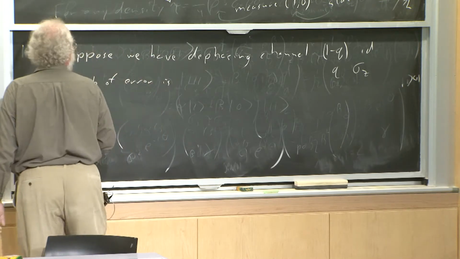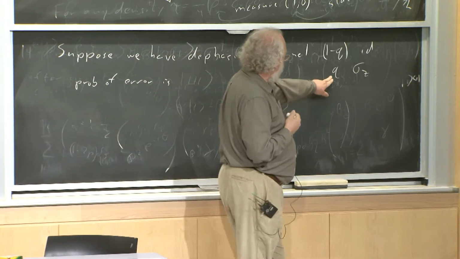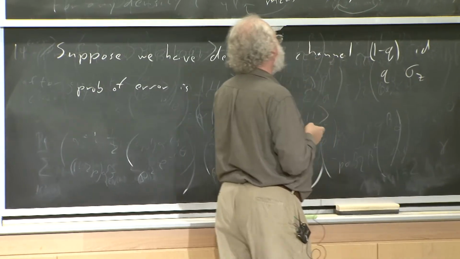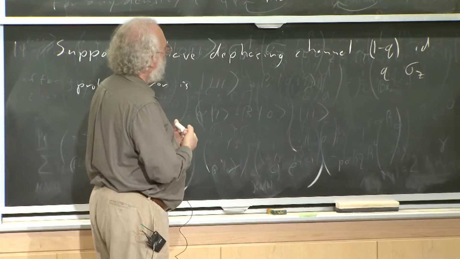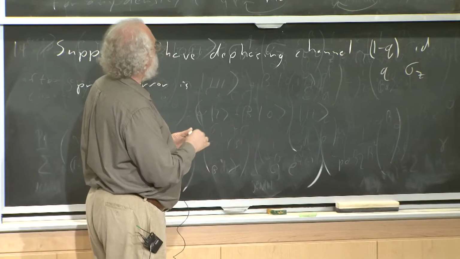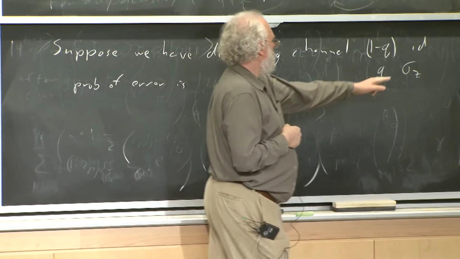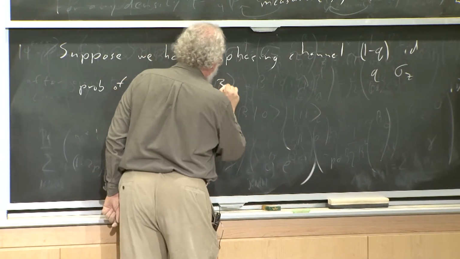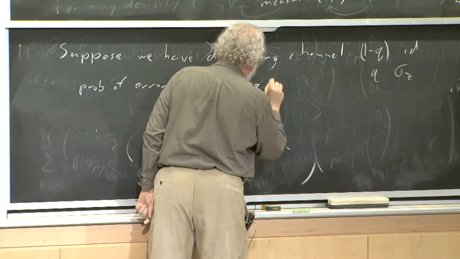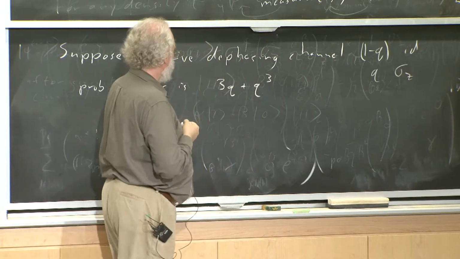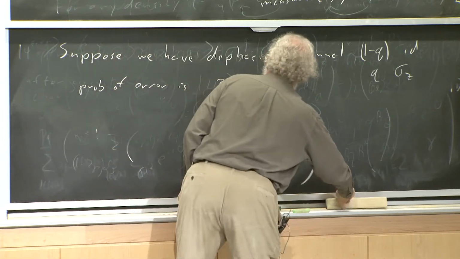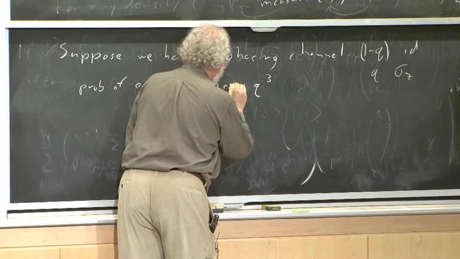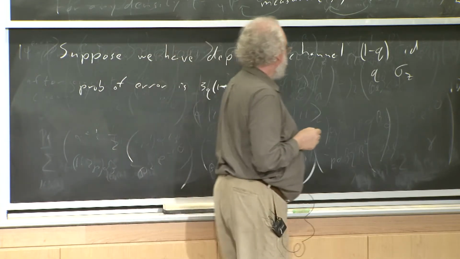is, well, you get an error if you apply a sigma z to any qubit. And you don't get an error if you apply sigma z to an even number of qubits. So it's 3q plus q cubed. 3q(1 minus q) plus q cubed. 3q(1 minus q) squared plus q cubed.